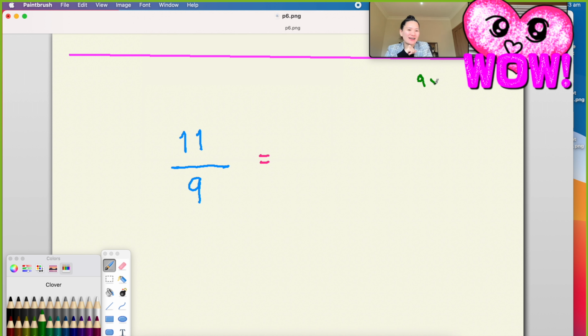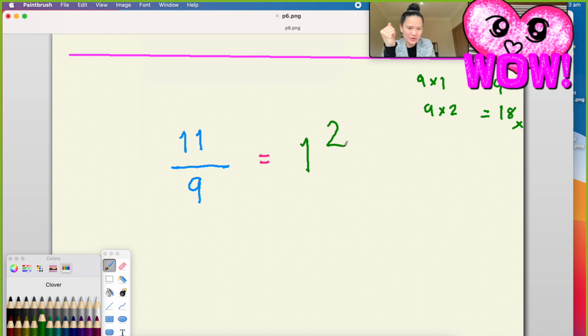Okay, 9 times 1 equals 9, yeah? But 9 times 2 equals 18, we cannot use 18 because it's greater than 11, so we have 1. 11 divided by 9, 9 times 1 equals 9, and then we have remainder 2. So we have 1, remainder 2, and then how should we write it, divided by 9.